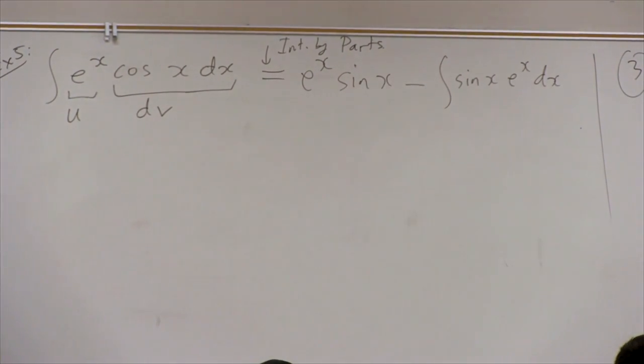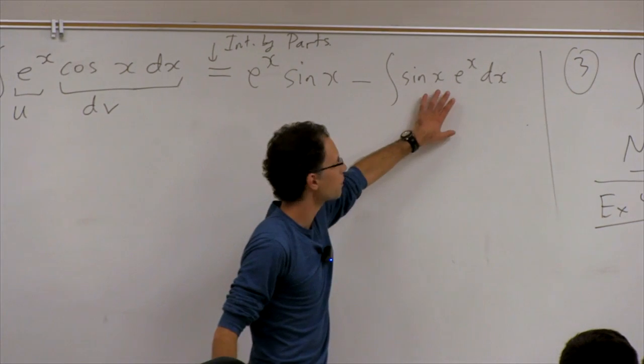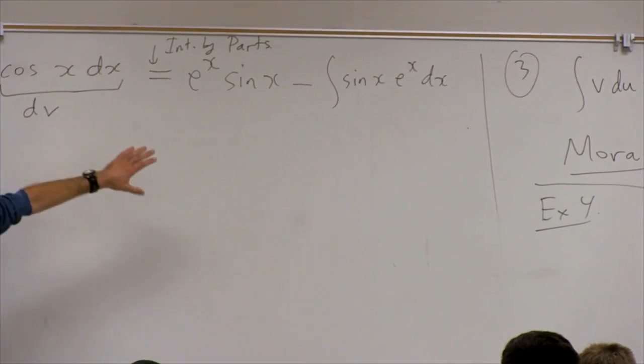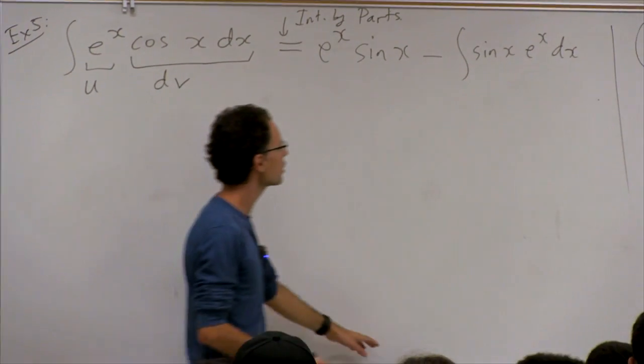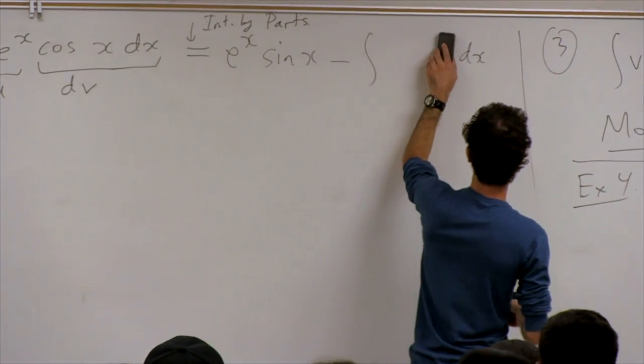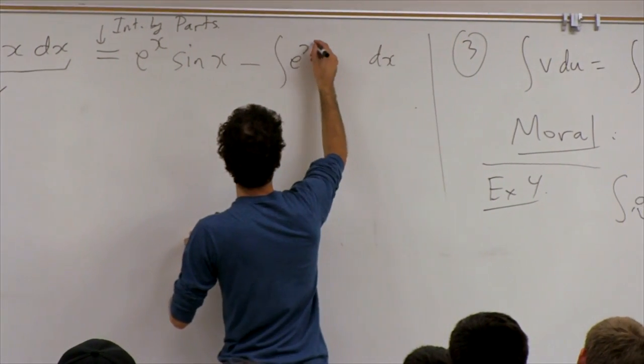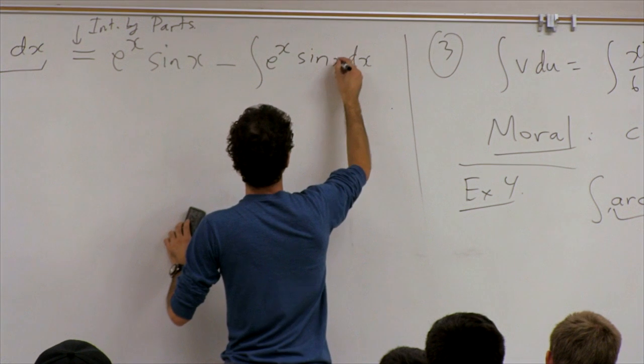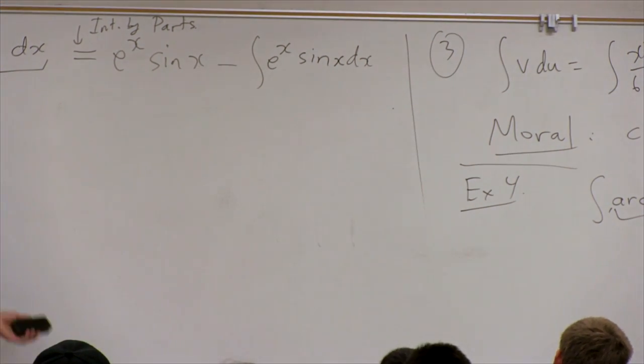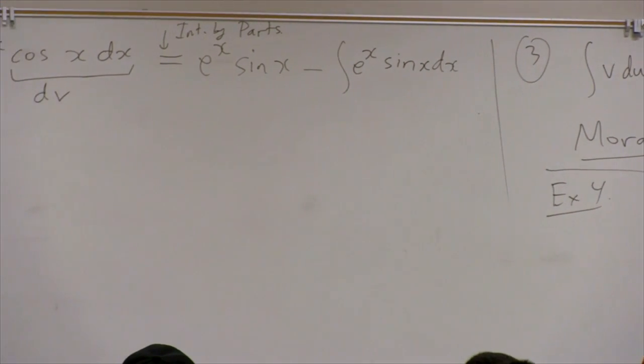So we did it once, and we get this integral here. It looks surprisingly similar to the integral we started with. It's just sine instead of cosine. You still have this e to the x. So let me just rewrite it slightly. I'll just reverse the order. Now it looks even more similar, but it's sine instead of cosine.